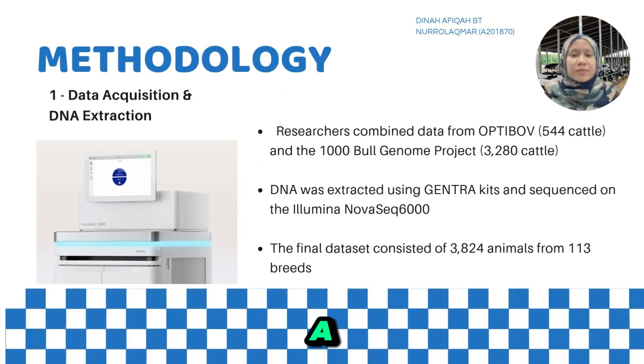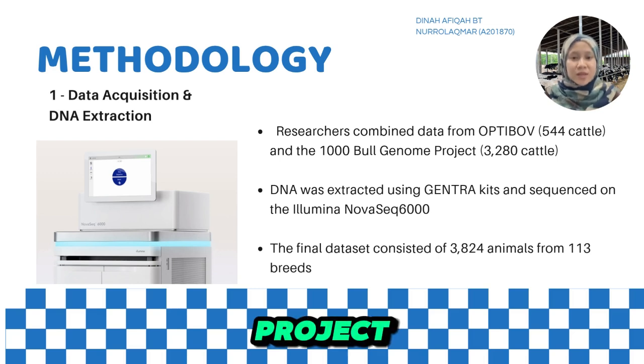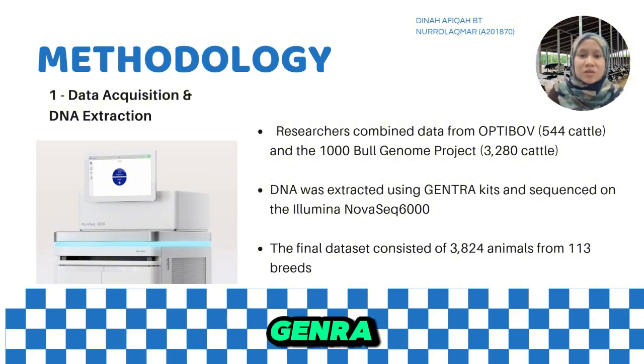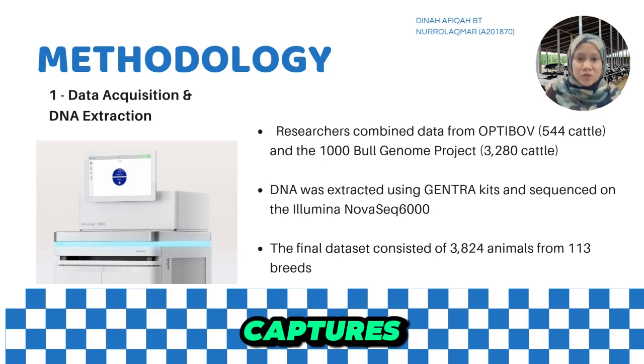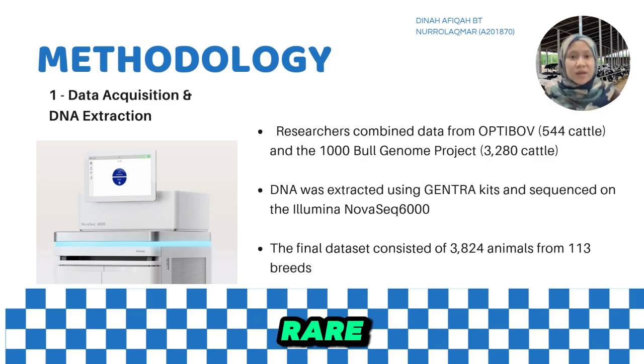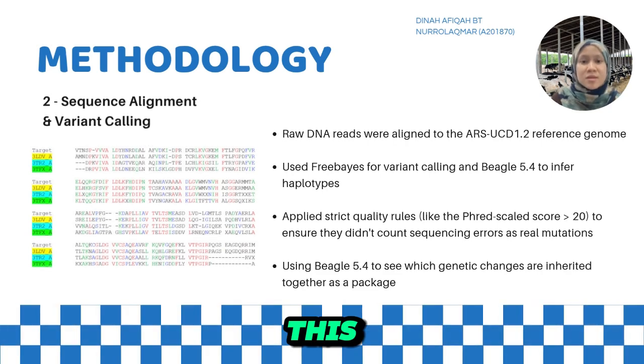First, the team built a massive genomic library. They integrated data from the OptiBov project and the 1000 Bull Genomes project, totaling 3,825 animals from 113 global breeds. For the new samples, DNA was extracted using GenTra kits and sequenced on the Illumina NovaSeq 6000. This scale is critical because it ensures the study captures the genetic diversity of rare, native breeds, not just commercial ones.